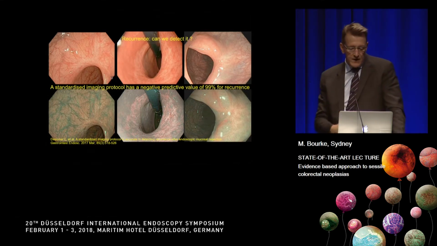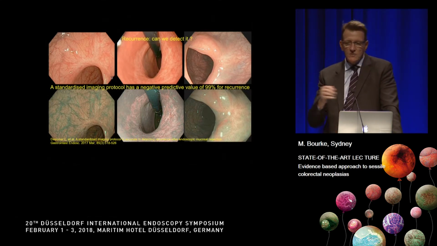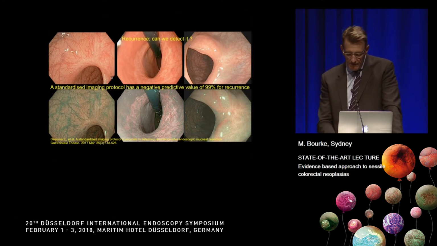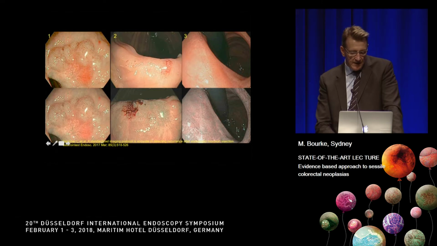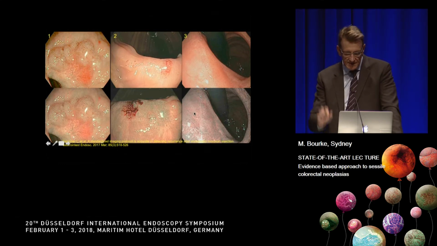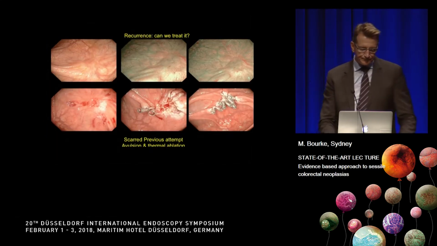This is work from our department. A negative examination with high definition white light and then MBI has a 99% predictive value for the absence of recurrence. Here is obvious recurrence, and here is something potentially subtle, and then under MBI it's very obvious recurrence. So flat recurrence is what MBI detects, so you need to use that technique.